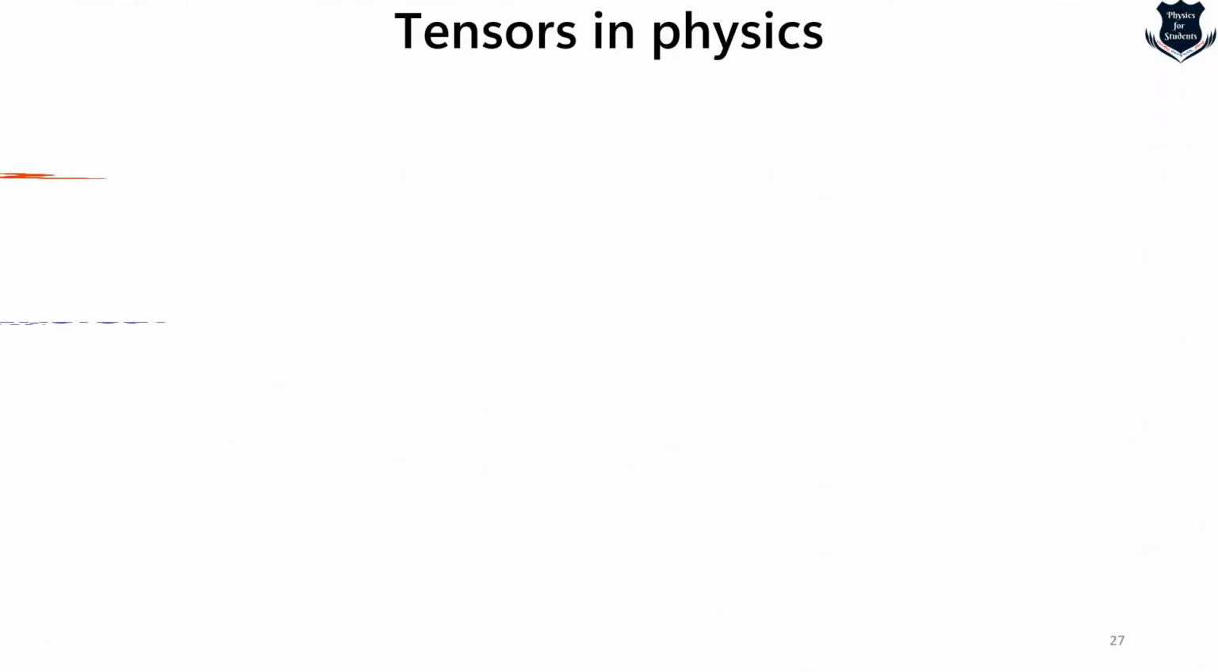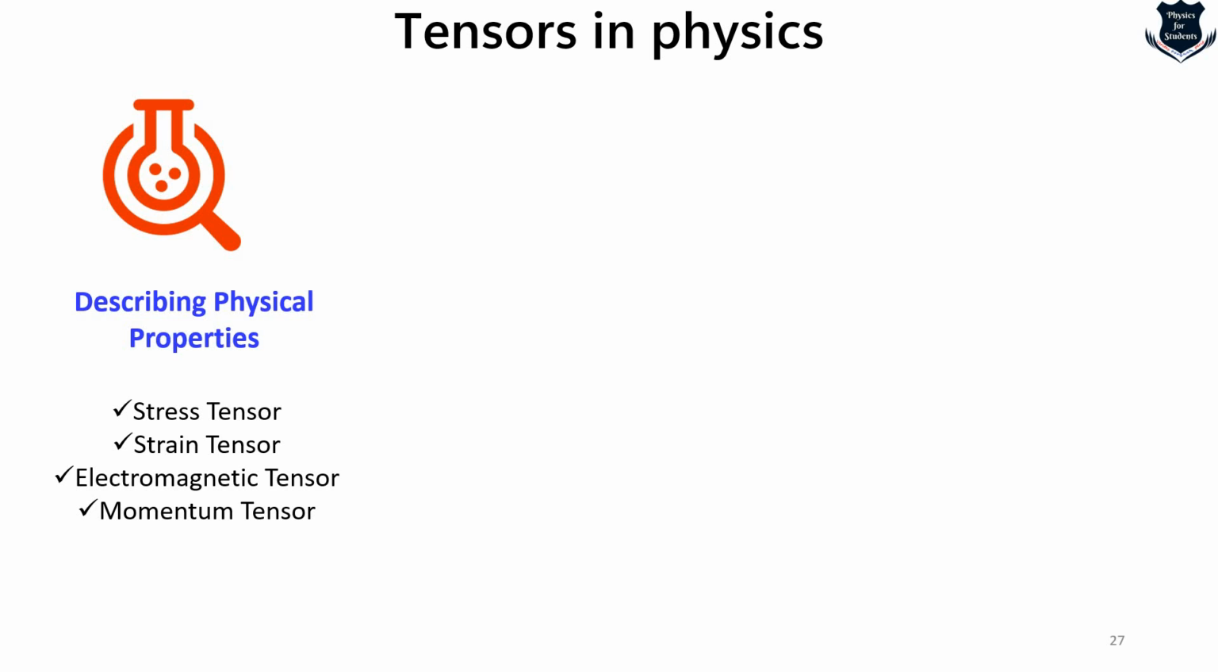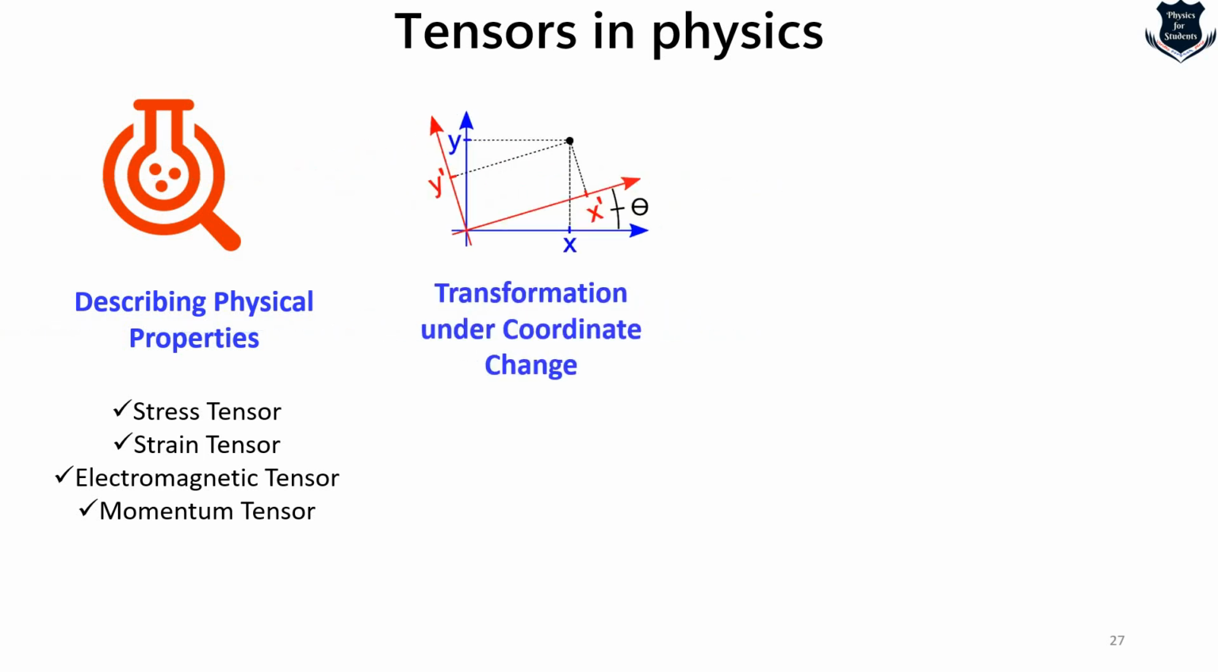As you can see, the first thing is that tensors describe what are called physical properties. The stress tensor captures the internal forces within a material. The strain tensor describes the deformation of a material. The momentum tensor encodes the momentum carried by particles. The electromagnetic tensor, the Maxwell tensor, unifies electric and magnetic fields, and so on. So it actually registers the physical properties.